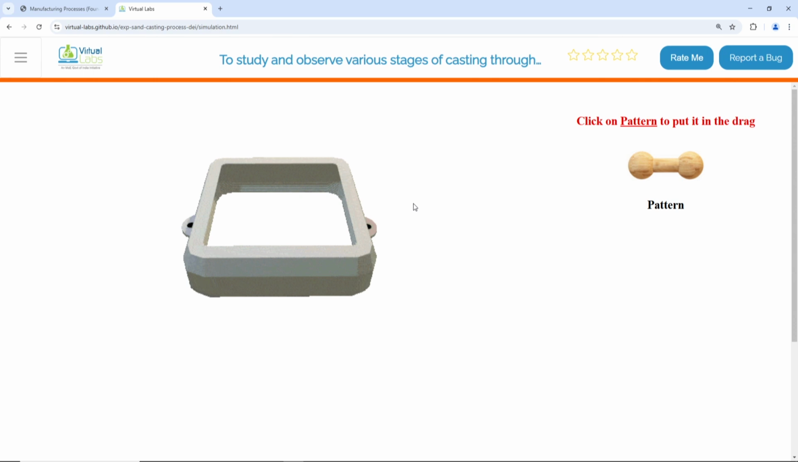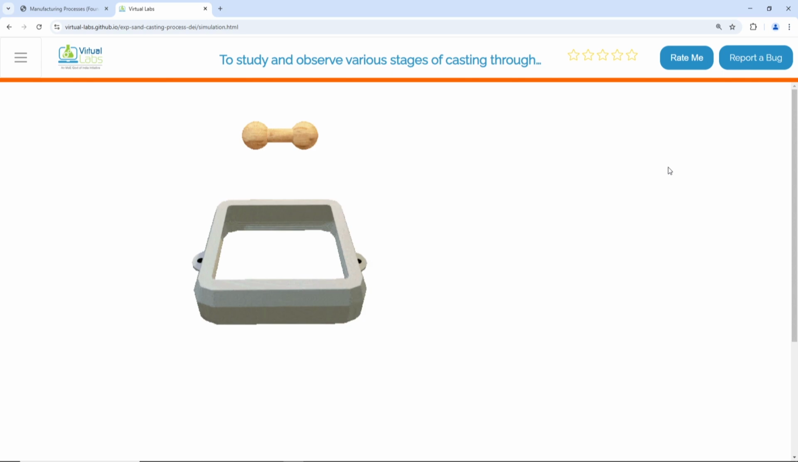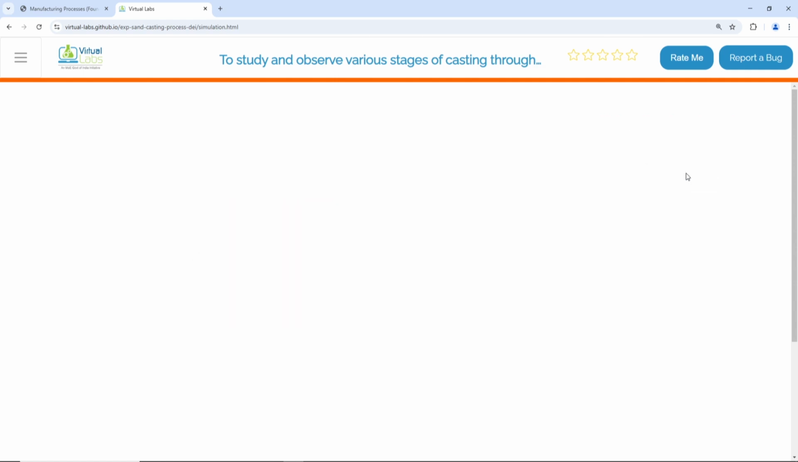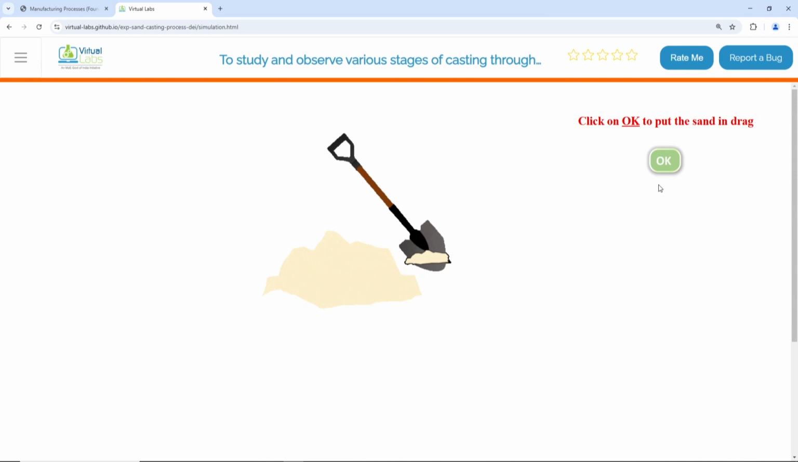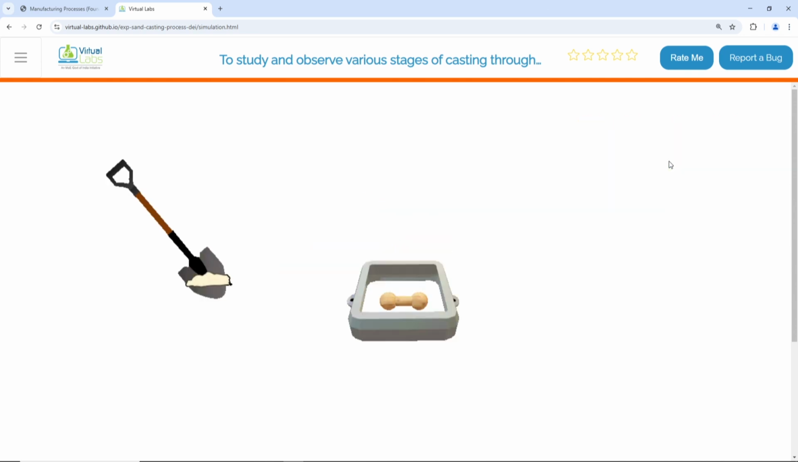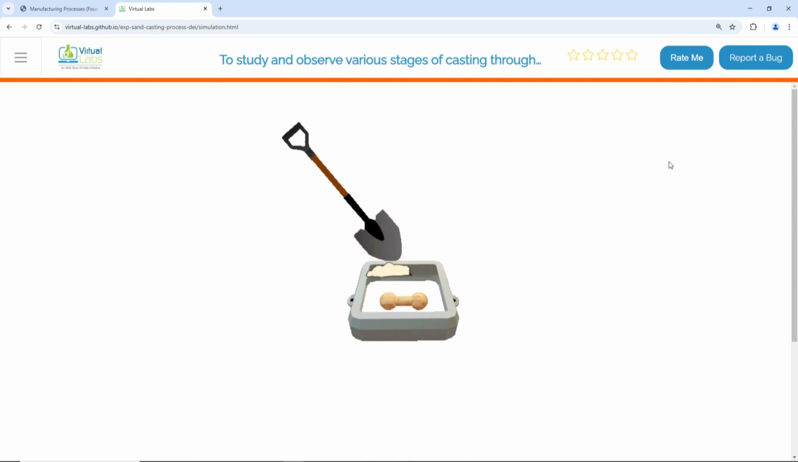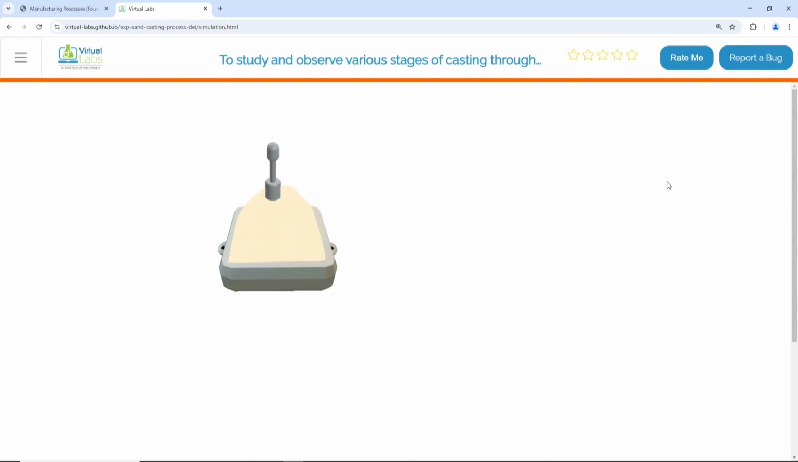This is the cope and drag method. Then we click on the pattern to put it in the drag. The pattern is put here. Then we use a shovel to transfer the sand. This is the transfer step. Use the shovel to transfer the sand. Now sand is picked up with the shovel. We will transfer it to our drag. After it is filled with the sand, we use a rammer to ram the sand.